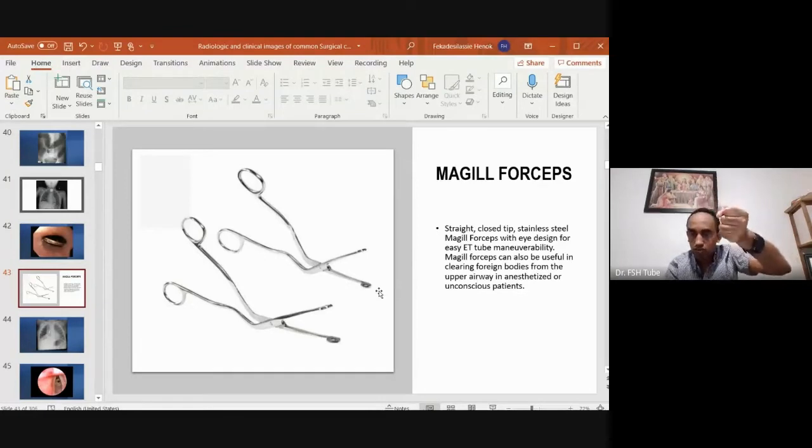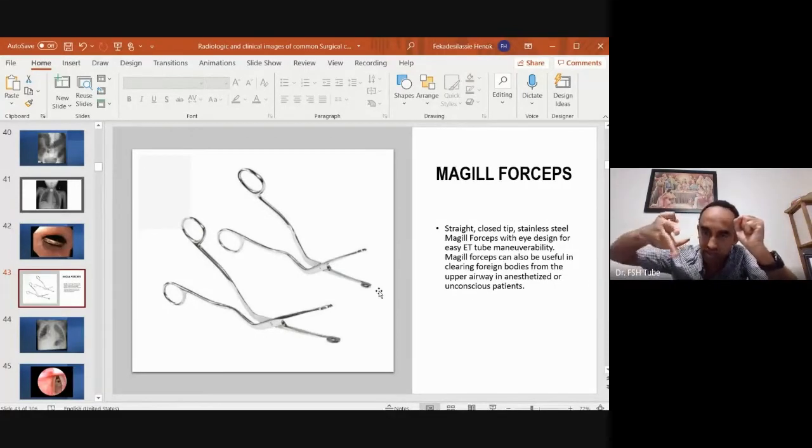So you go in using your laryngoscope, you push the tongue to the left side, and you look inside. You see the tip of the coin. Then you ask for a Magill forceps, you go in, you grasp it, you take it out. That's what we do most of the time. This is one of the procedures we used to do as a general surgery resident at night.